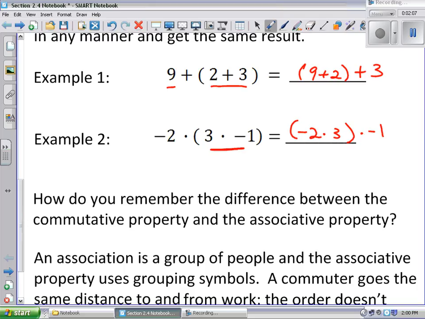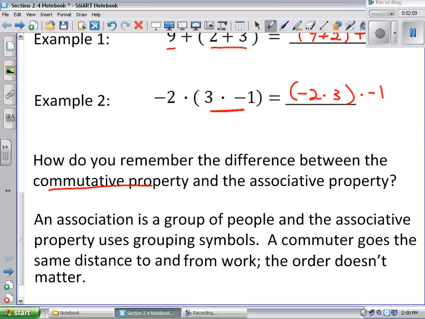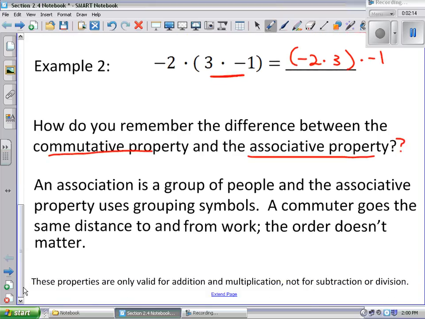How can you remember the difference between the commutative property and the associative property? Well, an association is a group of people, and the associative property uses grouping symbols. A commuter goes the same distance to and from work, and the order does not matter. These properties are only valid for addition and multiplication, not for subtraction or division.